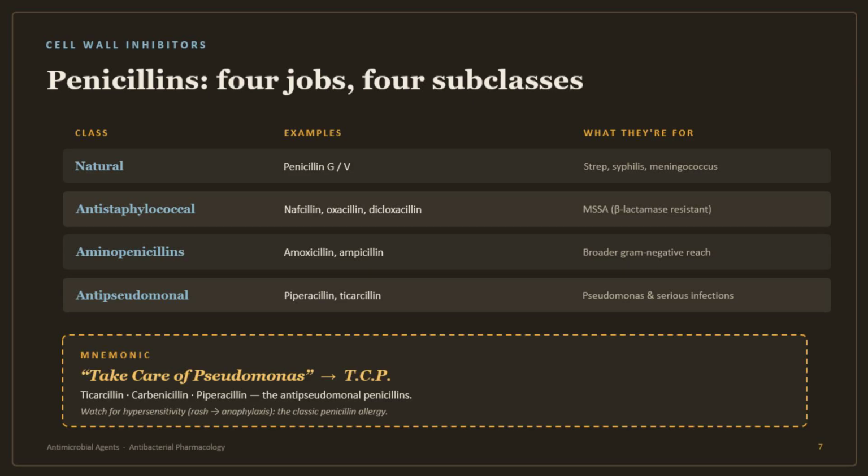One quick caution before we move on. Watch out for hypersensitivity. That classic penicillin allergy can range from a simple rash all the way to full-blown anaphylaxis. Always ask your patients.